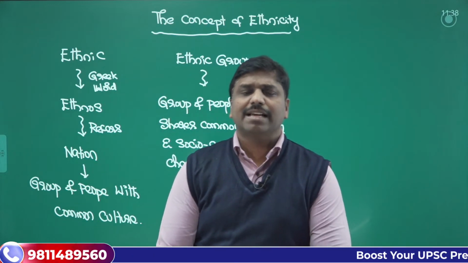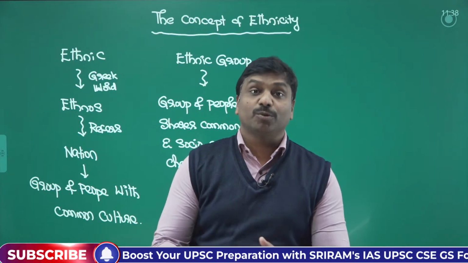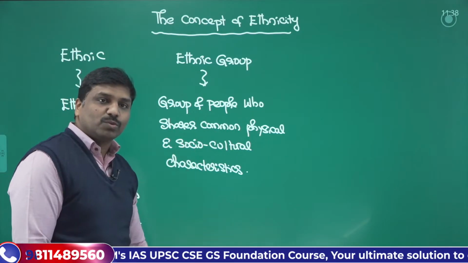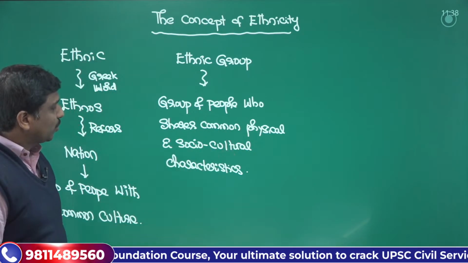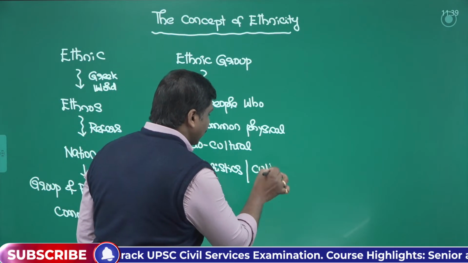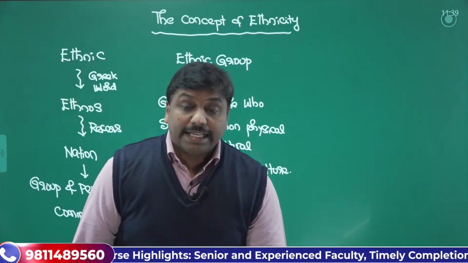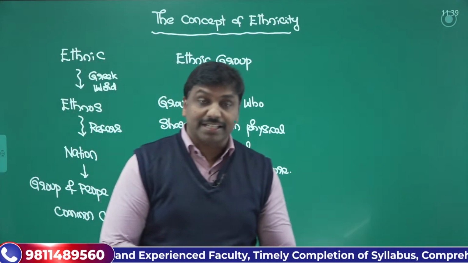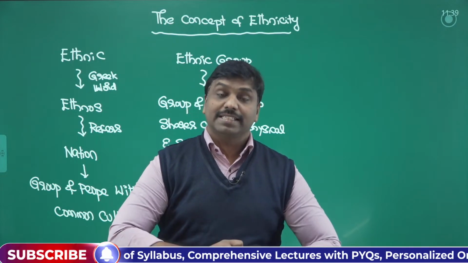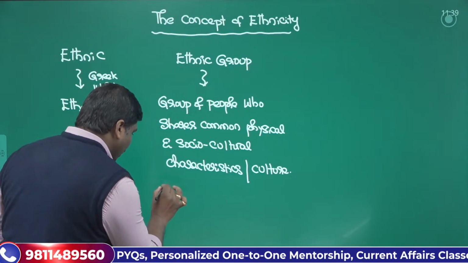Now, can you give or recollect any example for ethnic groups? Ethnic groups could be any group which shares some common physical as well as socio-cultural characteristics, or in other ways, you can simply mention it as a common culture. That's one thing. Now, ethnic groups could be linguistic groups. Ethnic groups could be religious groups. Ethnic groups could be, for example, any tribal groups like that. So this is another important thing that you should know.